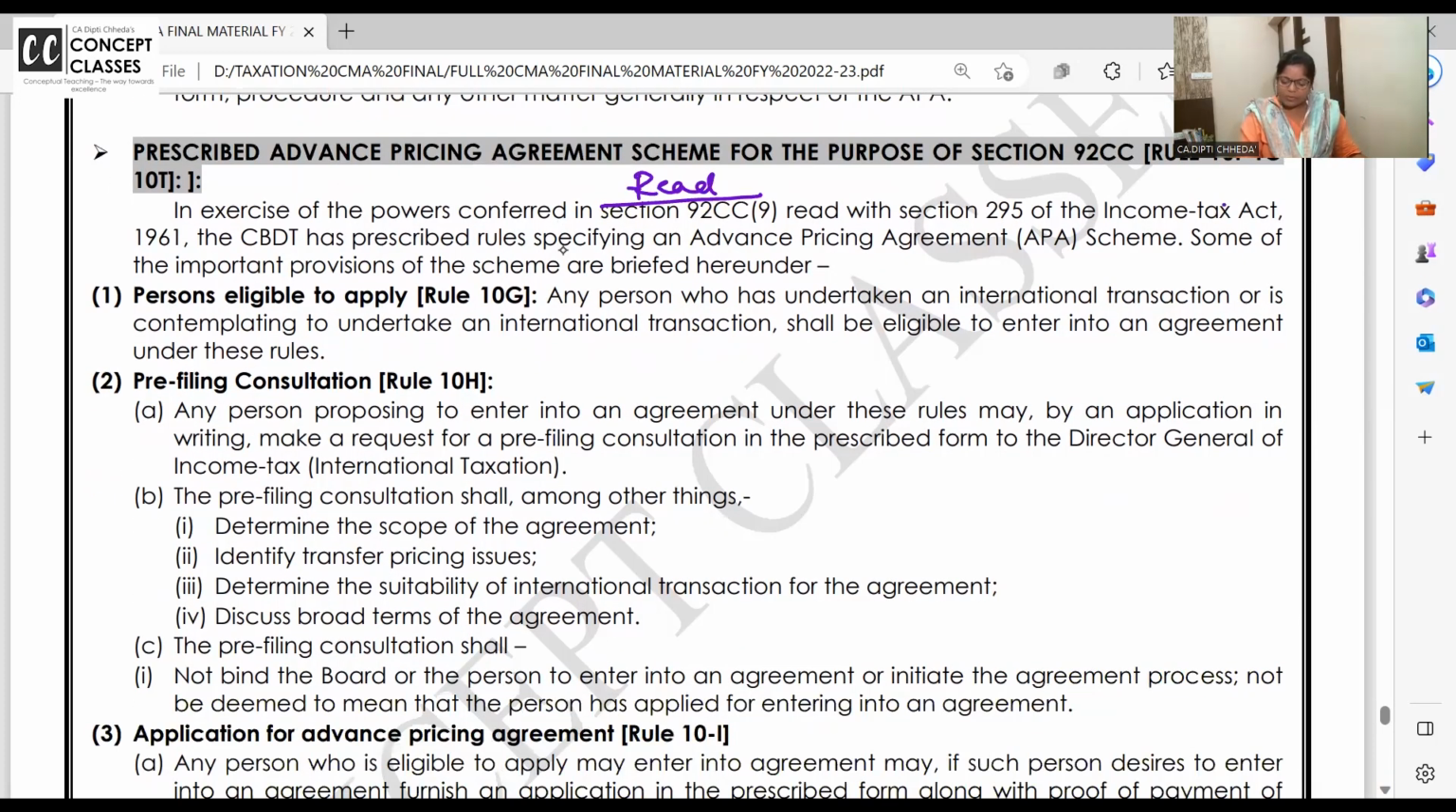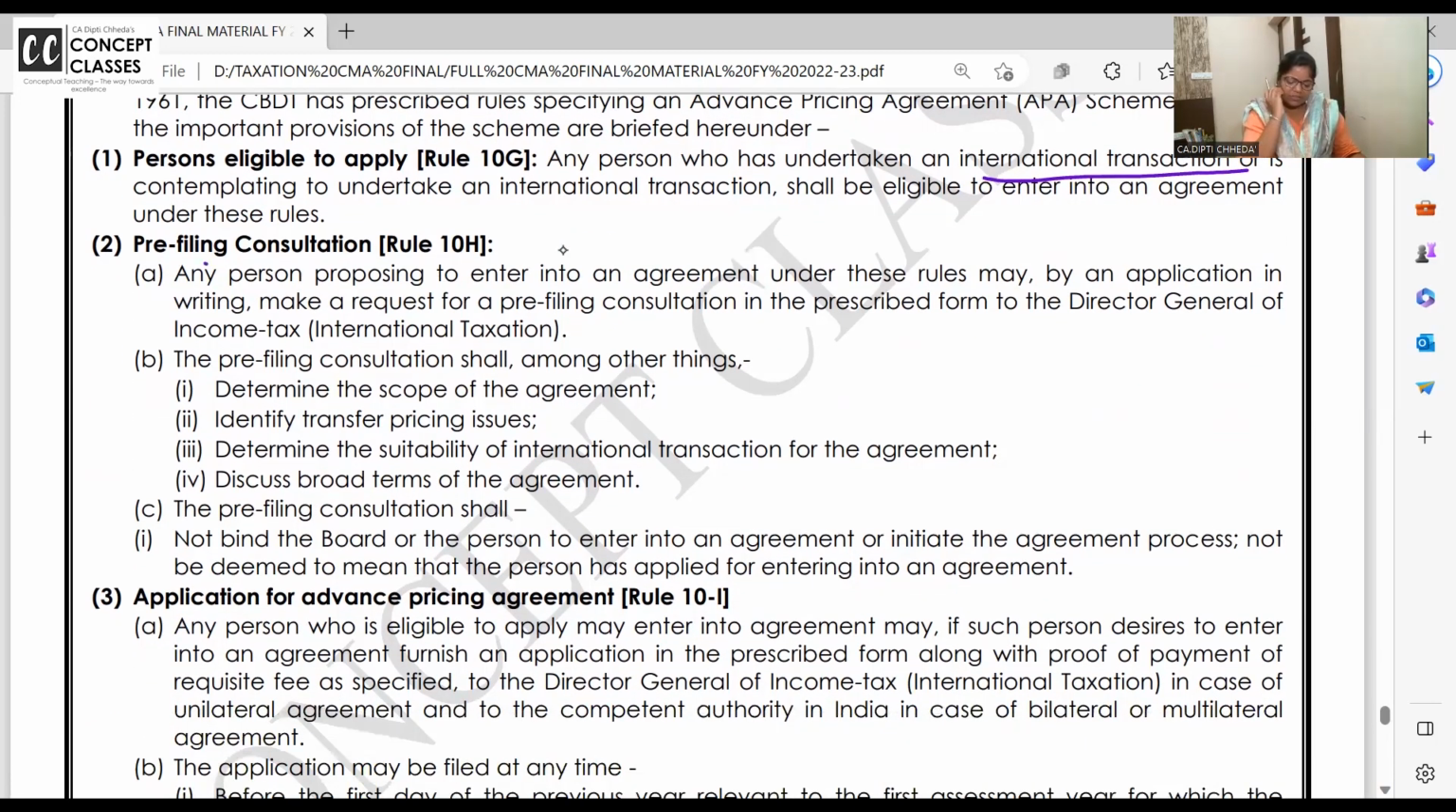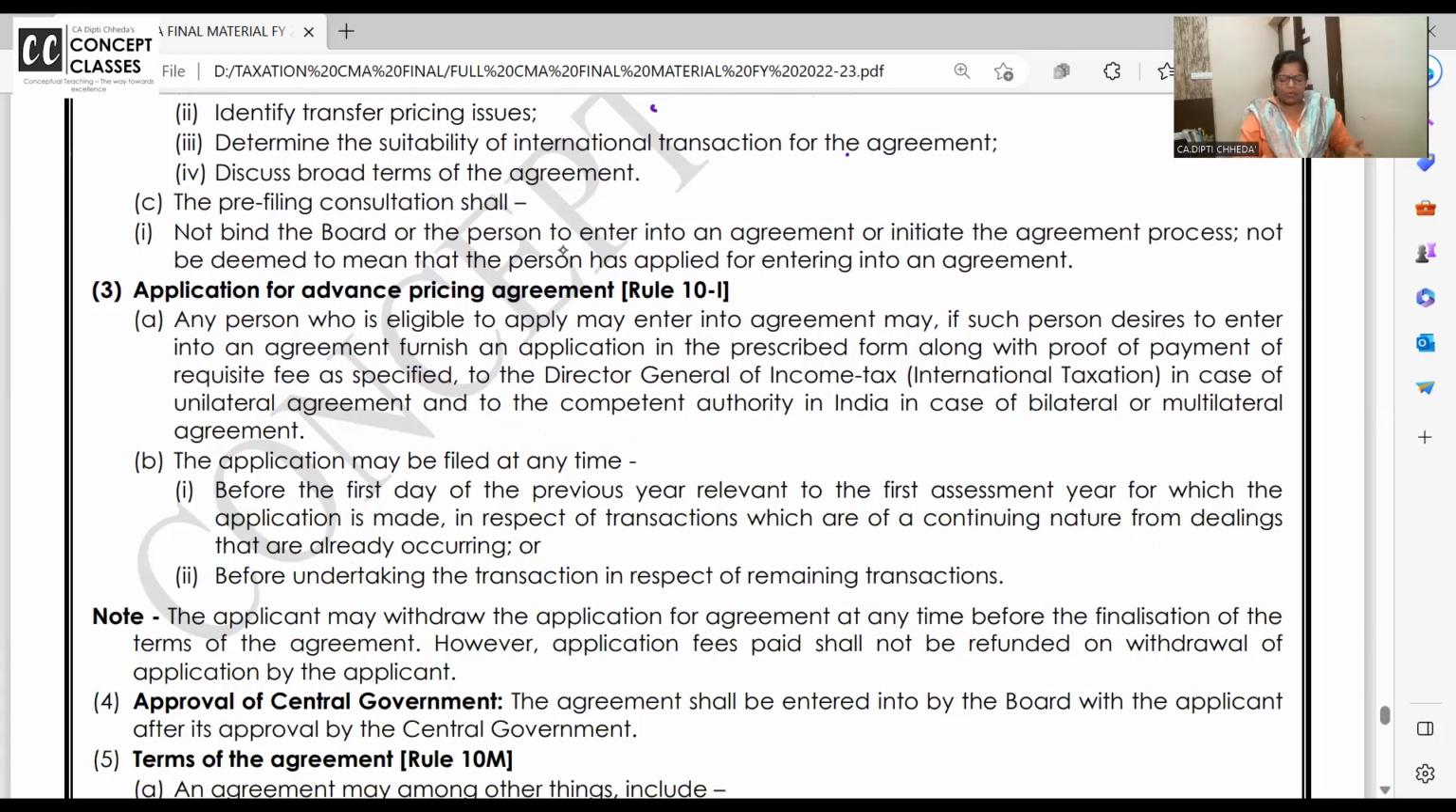Who is the person eligible to go? The one who is doing an international transaction. Pre-filing consultation. Okay. So he has to make an application, a request for pre-filing consultation, saying that he wants to go for an advance ruling. Before that, he has to take a consultation with the Director General of Income Tax as to whether his case is suitable to go for advance pricing or not. This is the procedure, you should just know. Pre-filing consultation determines the scope of the agreement, transfer pricing issues, suitability and other agreements. So pre-filing means ask, shall we go or not?